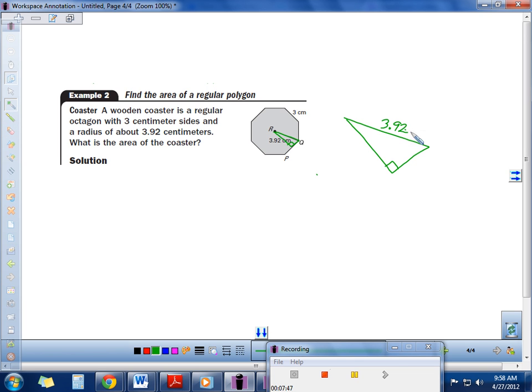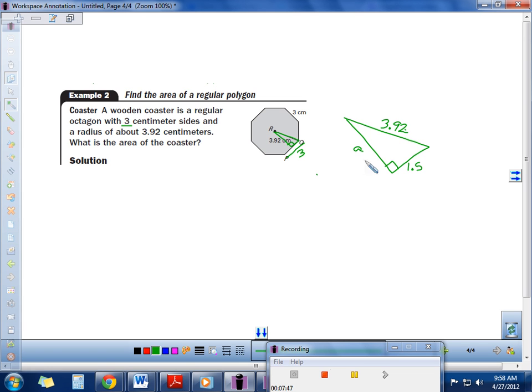Now, we should be able to find some of the other parts. It says, oh, it has 3 centimeter sides. That means this whole side is 3. I don't want the whole side. I just want this little part over here. That's half of it, which is 1.5. Good job. The last thing I need to do is I need to find the apothem.